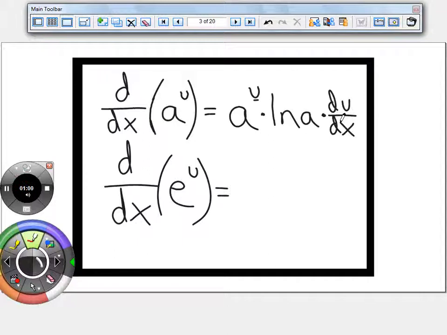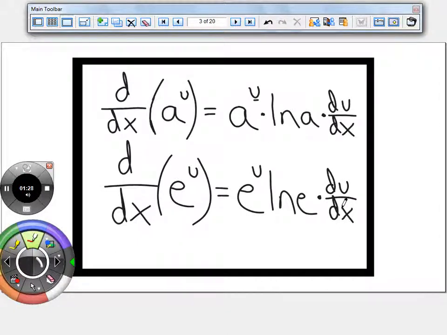So that's the derivative of any exponential function. In this case, a is any number, a constant of some sort, a positive number as well. Now if I do the same thing with e, then it'd be e to the u, and I multiply by the natural log of whatever the base is, which is e, and then I multiply by the derivative of that function u, so du dx.